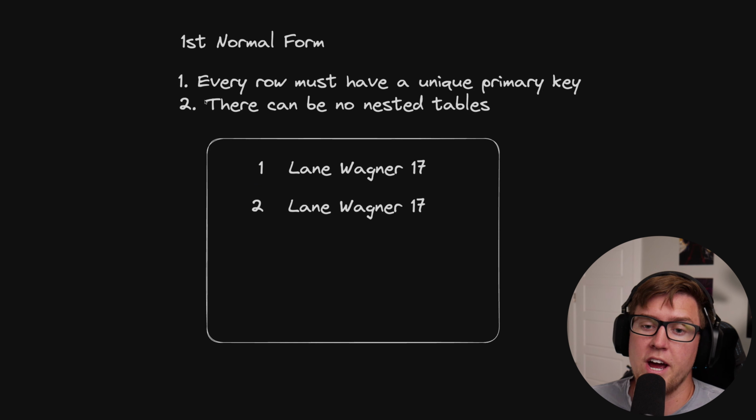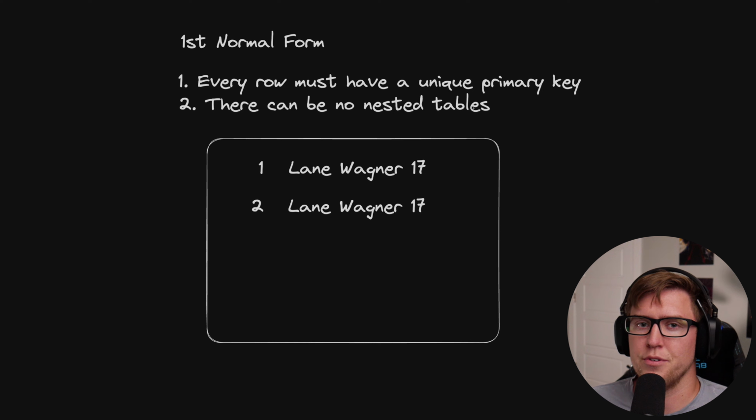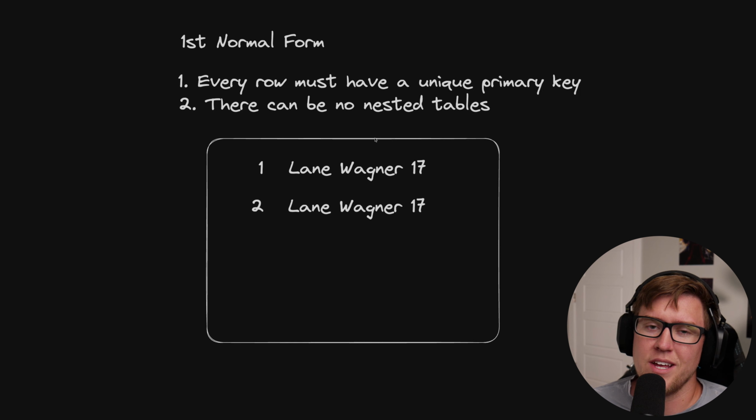Now there is this second rule, right? There can be no nested tables. I've never actually run into that in production. Most production databases don't even allow you to nest tables in the first place, so you don't have to worry about it too much. But it really just means you can't take an entire table and shove it into the cell of another table, which, again, hopefully it just makes sense why you wouldn't want to do that. But again, most databases don't let you do that anyways.